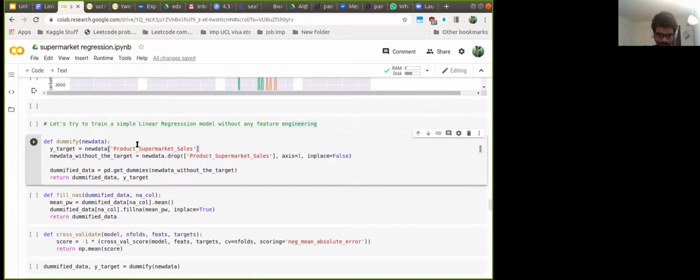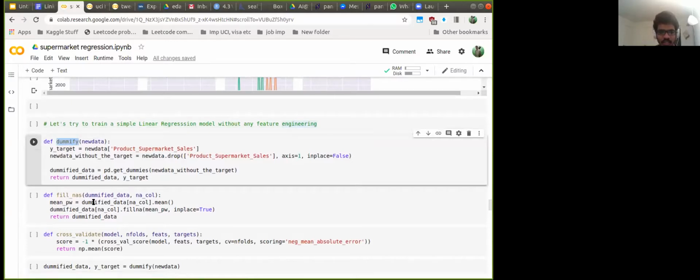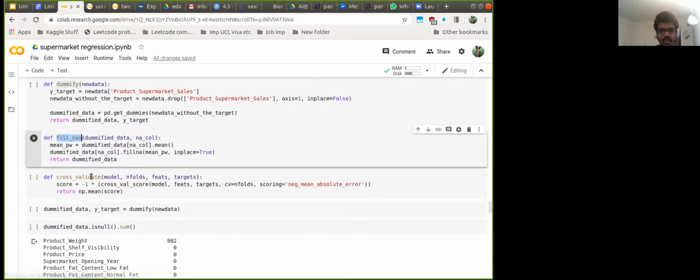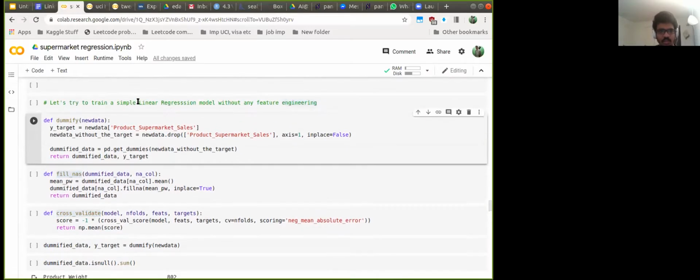Anyways, like it's said here, what we could do is try to train a simple linear regression model without any feature engineering. What I just gave were ideas for feature engineering. We could just simply encode the data, fill in the missing values, and then simply train on it. So I'm going to do that.